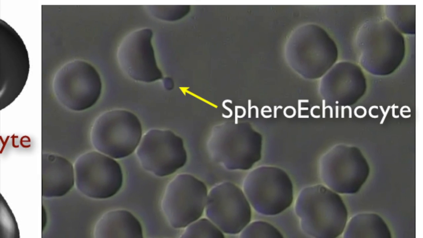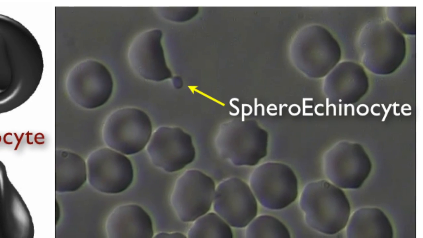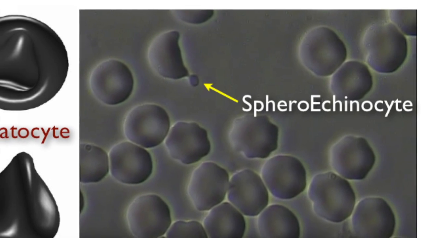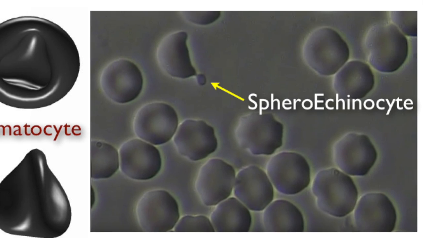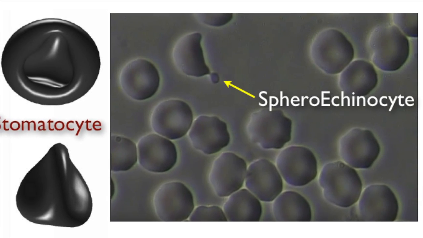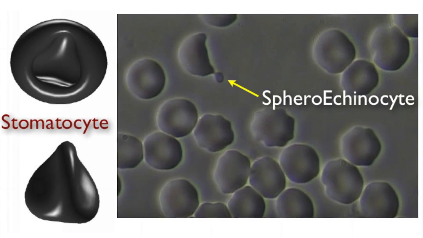A similar but opposite set of agents, including cationic amphipaths, low salt, low pH, cholesterol depletion, induces a concave shape erythrocyte called a stomatocyte.